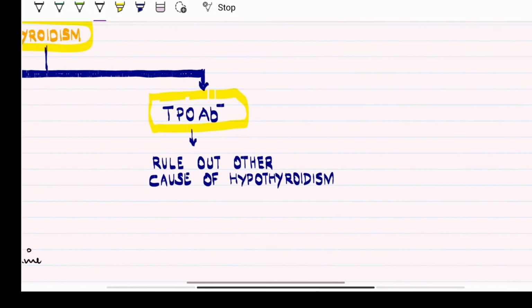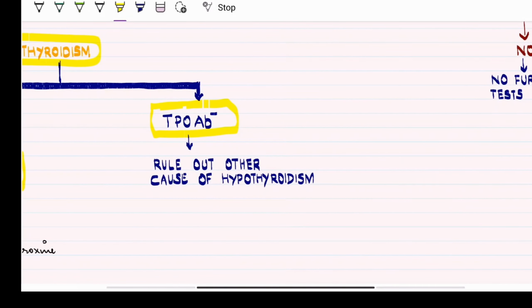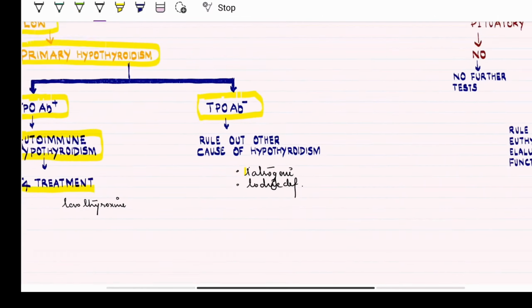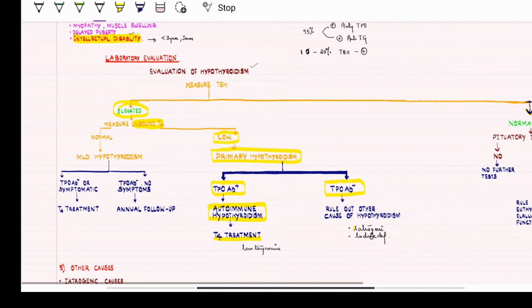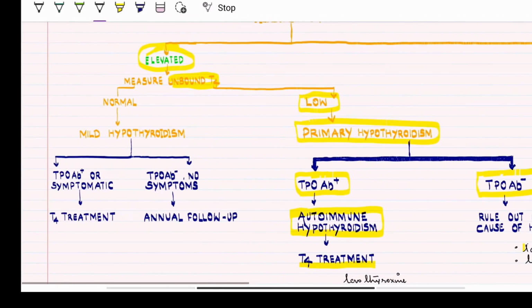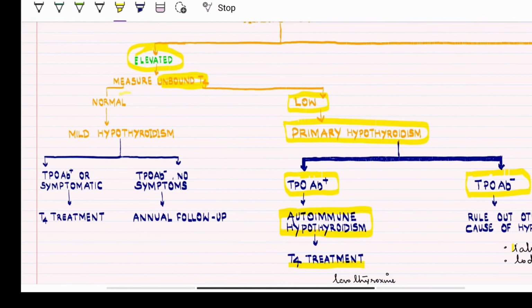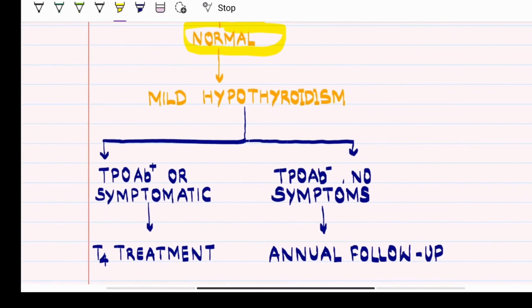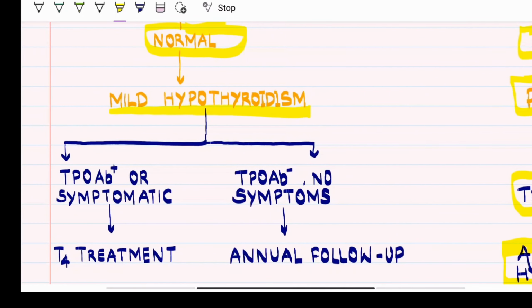Okay, next, if the TPO antibody is negative, we should look for other causes of hypothyroidism. It can be iatrogenic, or it can be iodine deficiency, like that. It can vary. That is the case of a high TSH and low T4. Next, if you see that the T4 level is normal, we should say that it's a mild hypothyroidism, or we can just say it's a subclinical form.